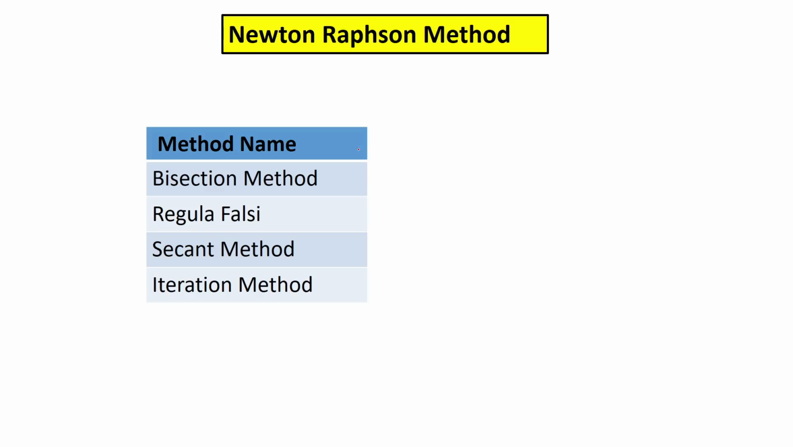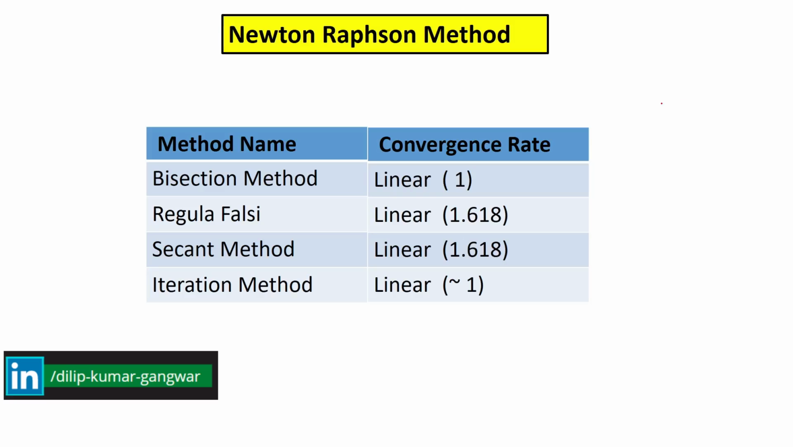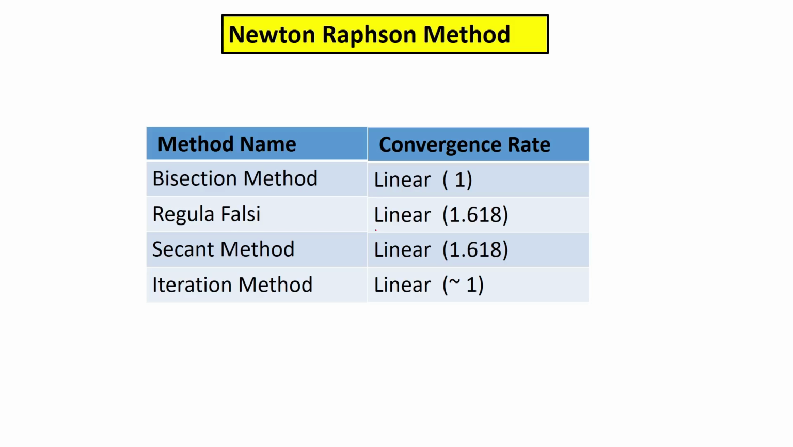So as I told you, we have discussed all these four methods in our previous videos. So if I talk about the convergence rate of these methods, then bisection method has a linear convergence rate. And regular falsi, secant, iteration, all are having the linear convergence rate. And these are the values which are written against them. So all these are actually linear in their convergence rate. Now just to recall, what does convergence mean?